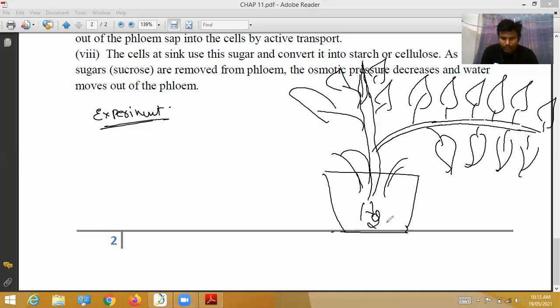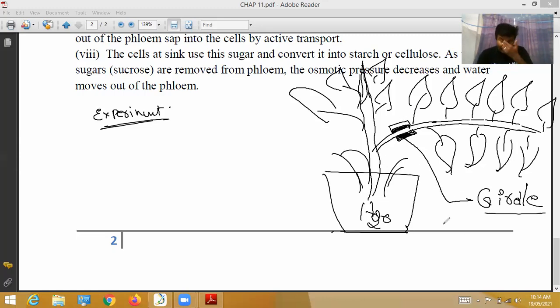Well-watered potted plant means we have supplied a sufficient amount of water. From any branch of the plant, remove the bark in that particular place. If we cut the bark from this branch, we can see a kind of white color. Up to that white part, if we remove the bark, that part is called a girdle.